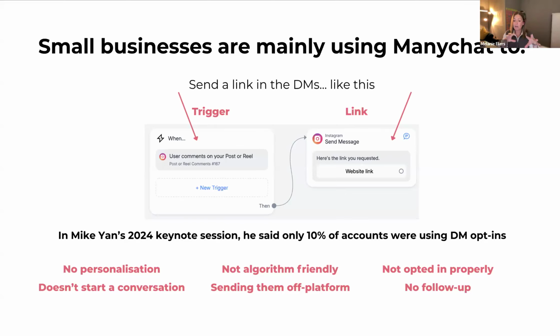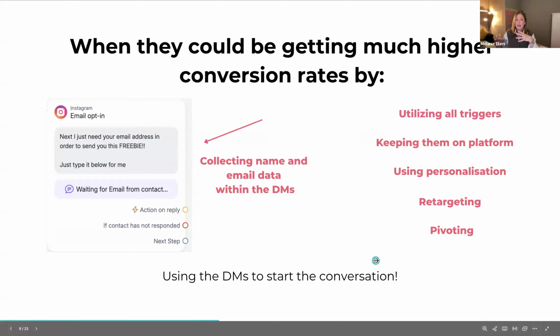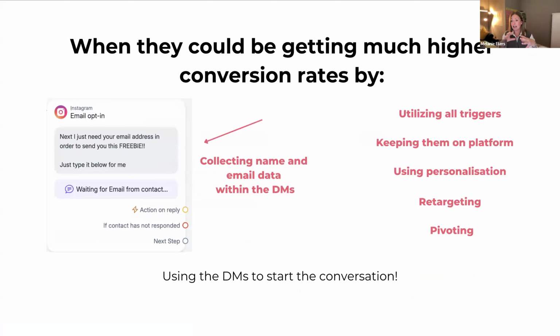But even still, there is so much functionality within Manychat by using the opt-in that can really get you better results than sending a link. And that's what I'm going to talk you through today. So you could be getting much higher conversion rates instead of just sending a link by using the opt-in box. It is only available on the Pro plan, absolutely 100% worth it. It is definitely something that you need to be using within your Manychat flows. You can gather name and email, which is what I predominantly use it for, but you can gather all sorts of other information as well by using custom fields. So yeah, you can collect name and email data within the DMs.